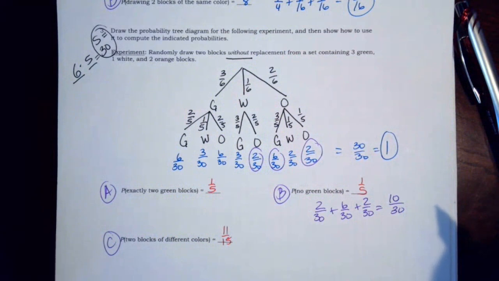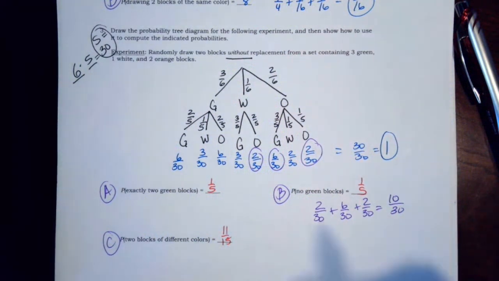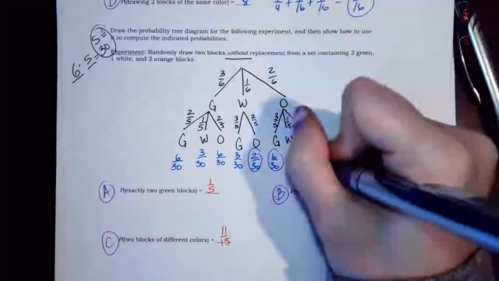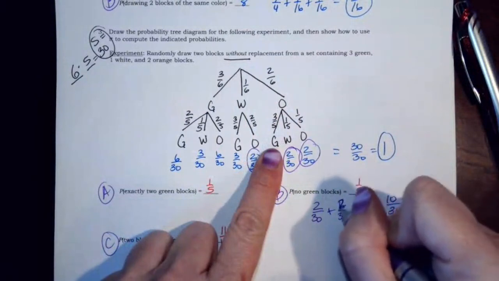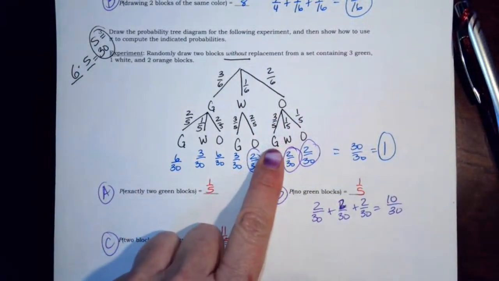Oh, look at that. Did you get 1/3? No, I was just going to say, the one where you circled 6/30ths, because orange green, isn't that a green block? That's a green. Thank you. Right? Okay, yeah. That should be a 2/30th. Got it.